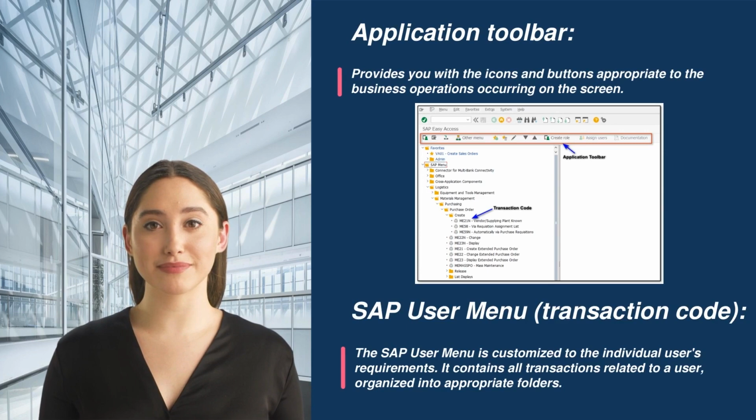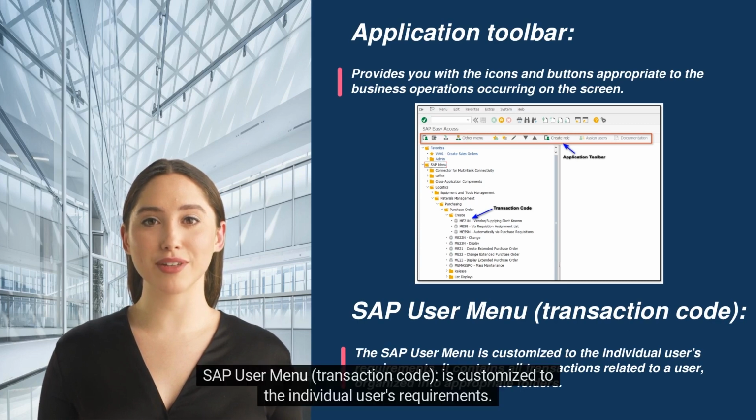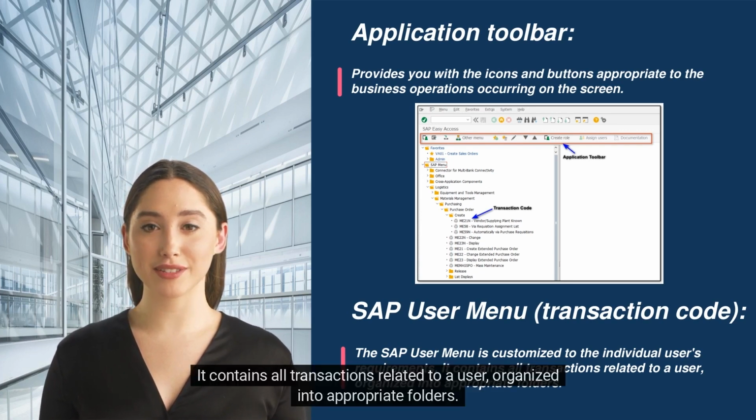Application toolbar provides you with the icons and buttons appropriate to the business operations occurring on the screen. SAP User Menu Transaction Code is customized to the individual user's requirements. It contains all transactions related to a user, organized into appropriate folders.